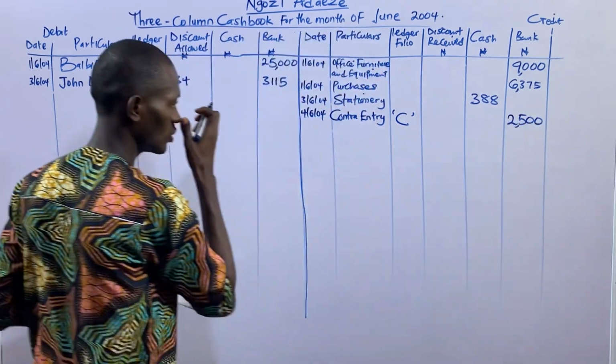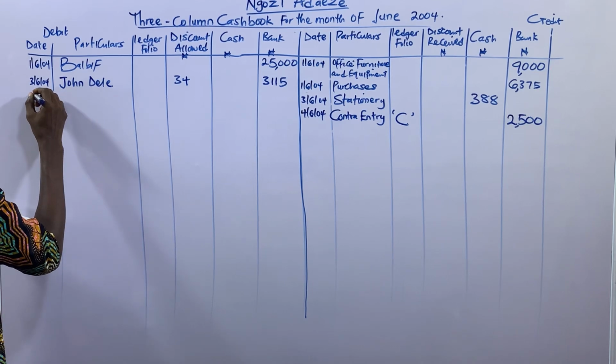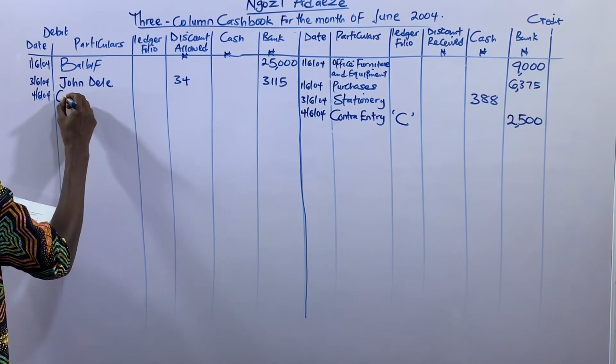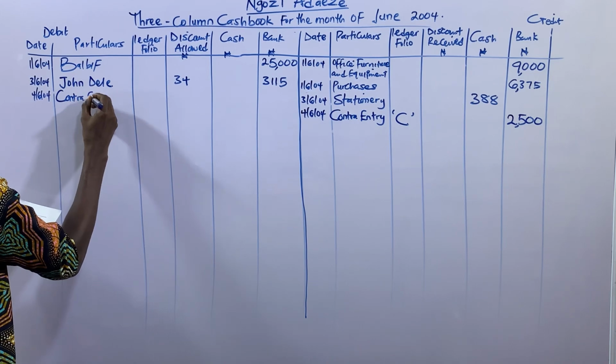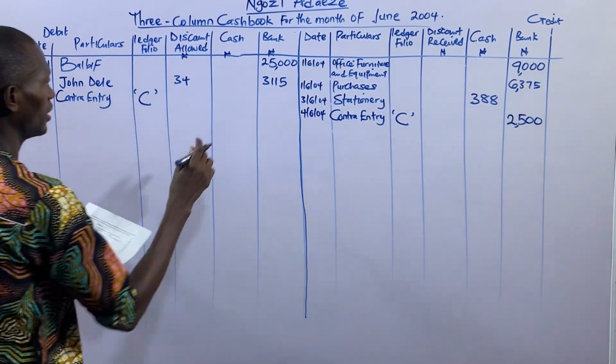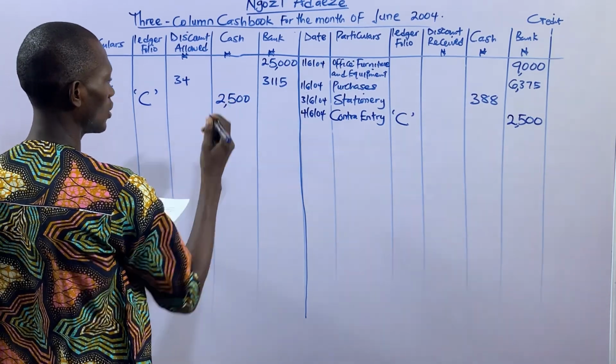Then the corresponding entry will come to here. That's the debit side. So the same date, 4/6/04. The particular is going to be contra entry. Then you put letter C here. Then you debit cash, that's 2,500. So this is what we have.